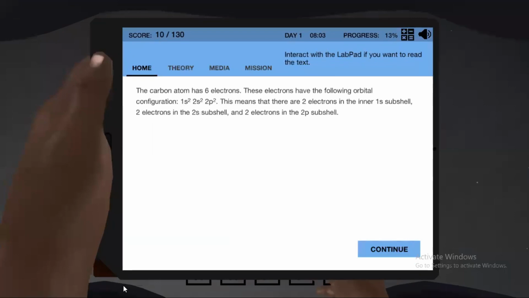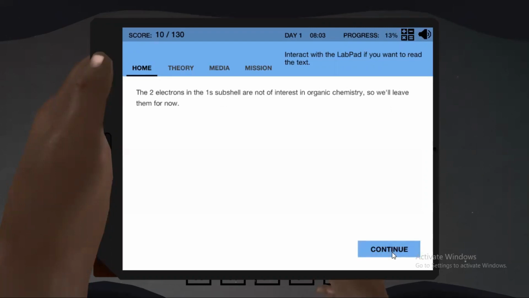The carbon atom has 6 electrons. These electrons have the following orbital configuration: 1s2, 2s2, 2p2. This means that there are 2 electrons in the inner 1s subshell, 2 electrons in the 2s subshell, and 2 electrons in the 2p subshell. The 2 electrons in the 1s subshell are not of interest in organic chemistry, so we'll leave them for now.